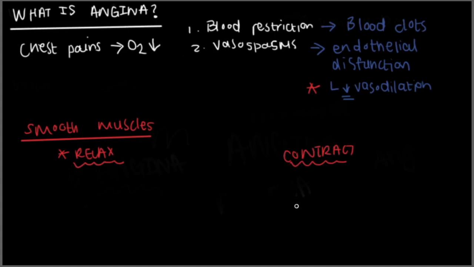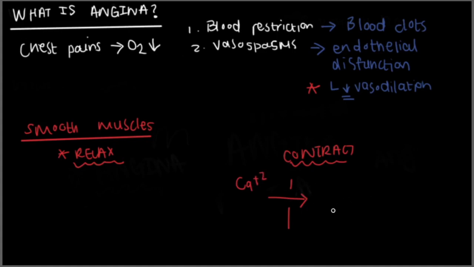So how does contraction happen? If this is a zoom in of the transmembrane of a smooth muscle cell that's located inside the veins, it's going to need an influx of calcium ions.